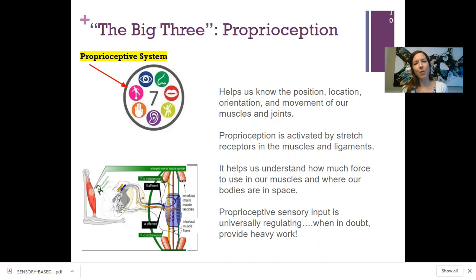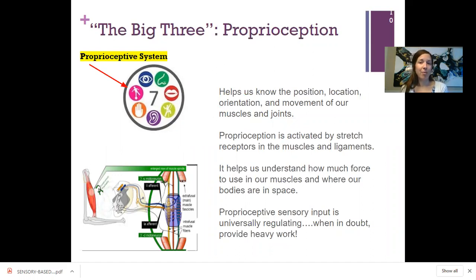Proprioception, this is how we know where our body is in space, how much force to use in our muscles. We have these little stretch receptors in our muscles and ligaments called Golgi tendon organs, where basically they're located in the muscle spindles, especially where the skeletal muscles insert into the tendons.